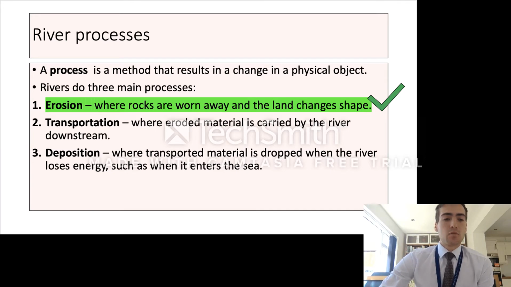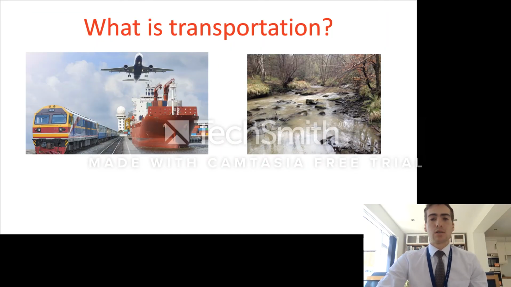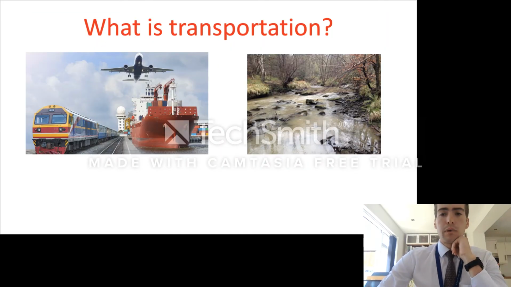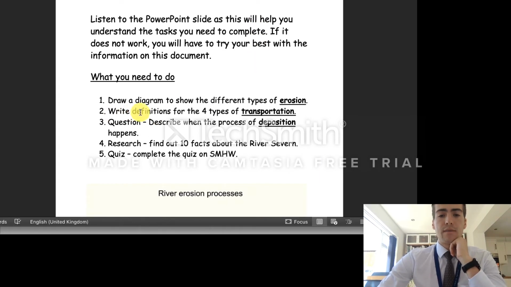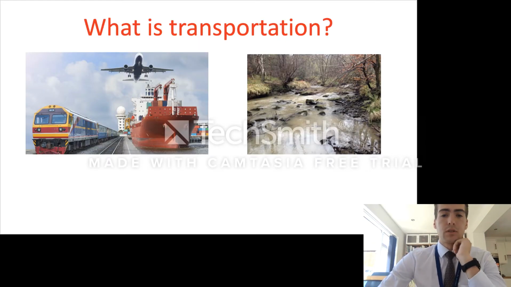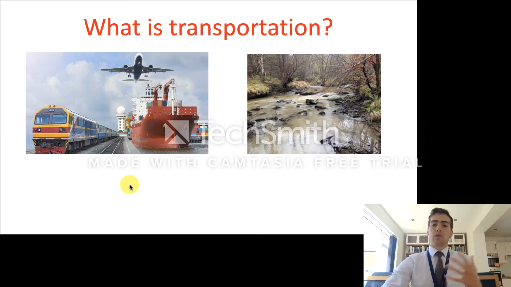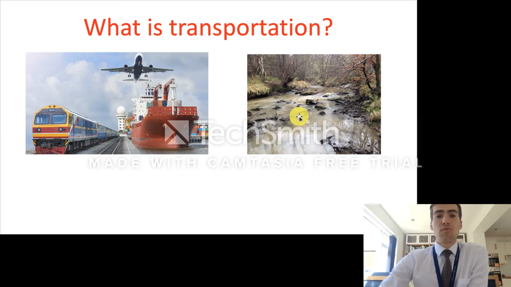So with the same as what we did for erosion, we're now going to look at what transportation is. Okay, so what is transportation? Just going back to what your task is for this, task 2, write definitions for the 4 types of transportation. Okay, so that's what I want you to do based on transportation. So transportation, we might think of it as how we get around, so we might go on a train, boat or car. In terms of rivers, this is how the rocks are transported along the river.